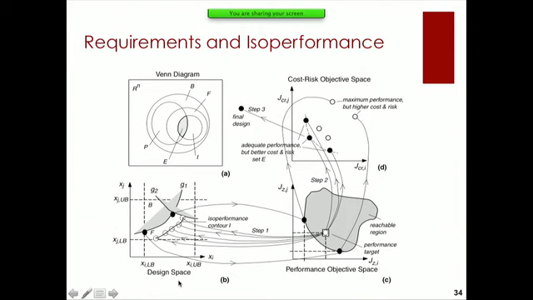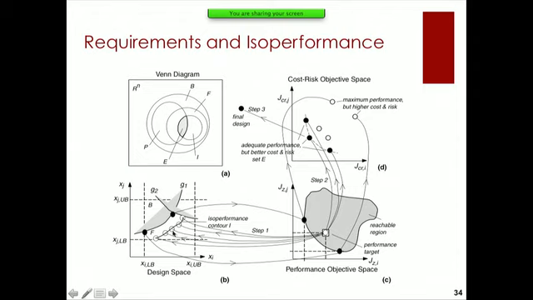Very quickly, we have our design space, we have our objective space, and then we have this cost-risk objective space. And so the idea is that in the performance space, you have the shall statements. You shall perform at that level. And that's this point here. That's your performance target. And if it's in this gray area, it's actually feasible. And it usually means there's more than one way to do it.